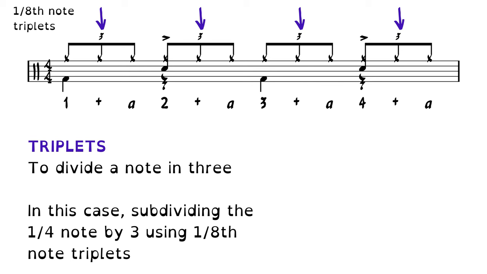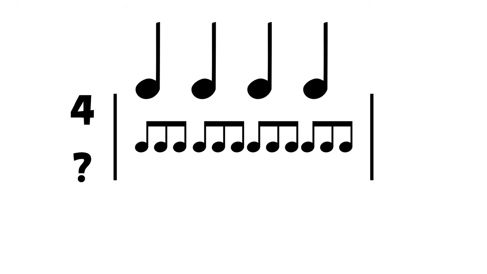Now, there's two ways that we can express this feel in sheet music or in the recording software. We can think of these as eighth note triplets in a 4-4 time signature, which means there are 3 eighth notes per beat. Or we can change the time signature. So in this case, we still want to feel 4 beats per bar. That's how we want the musician to feel the music.